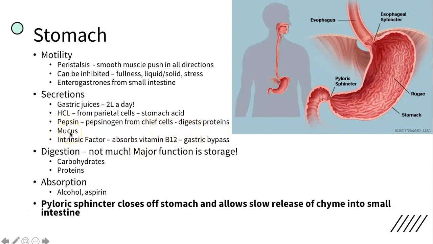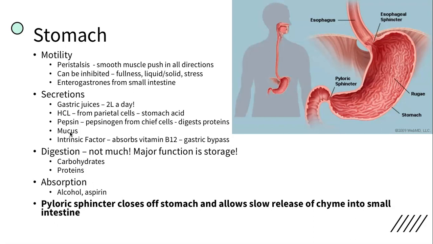We obviously secrete a lot of mucus here so that our stomach acid doesn't burn the walls of our stomach. And then something called intrinsic factor, which is something that helps us absorb vitamin B12. It's a very important vitamin. And interestingly enough, if you have gastric bypass, which is actually cutting out a lot of your stomach, you have to take a supplement of intrinsic factor. I just think that's important to know. Not important to know, but interesting to know about absorbing vitamin B12.